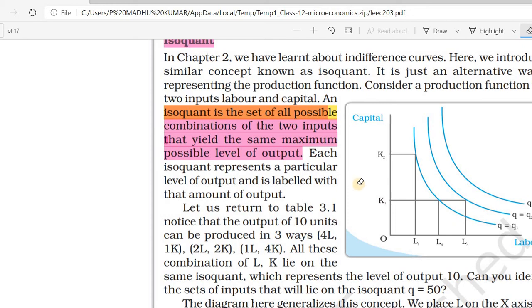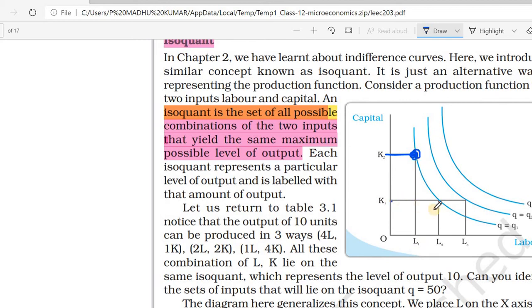Which are the two factors of production? Labor and capital. When capital is K1, that time labor is L2. Then when capital is K2, that time labor is L1. This means the producer can produce this much quantity of output. When capital is K2, he can use L1 and he can produce this much.